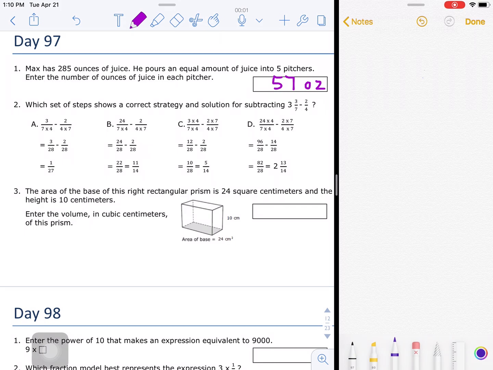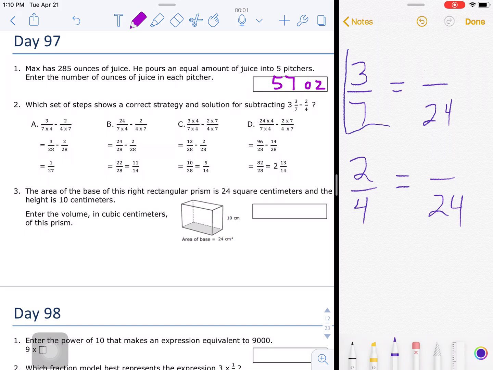The next thing I know is that when I have a fraction and I'm making it into a common denominator, in other words, 3/7, how do I make it into 28ths? And how do I make 2/4 into 28ths? And so I know that whatever I multiply my original fraction by, I can't change what the value is, but I can change what it looks like. And the only way I cannot change the value is to multiply it by 1.